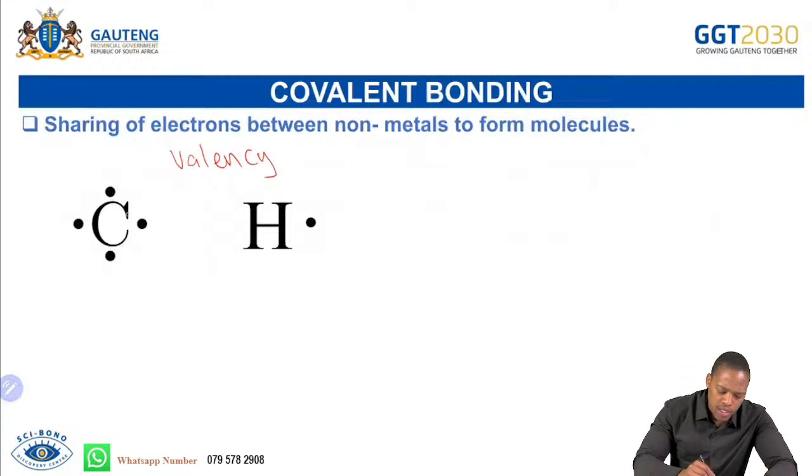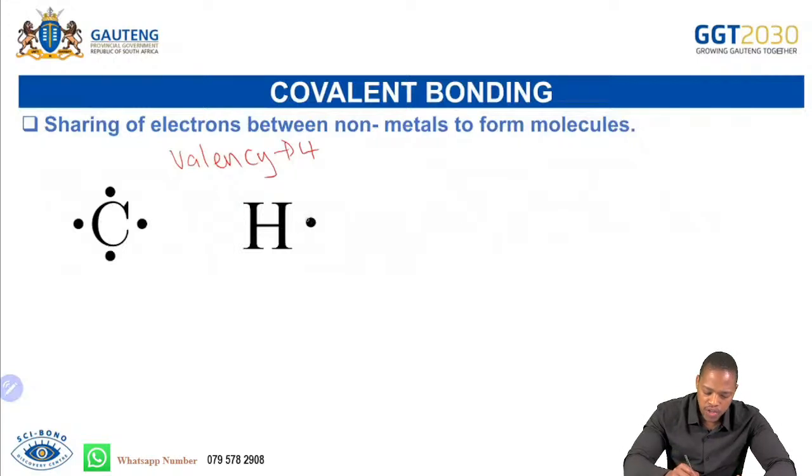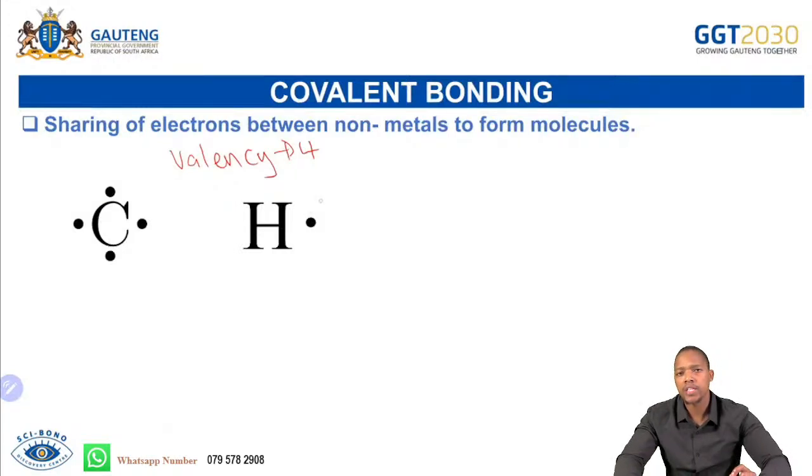We're going to say, since carbon is in group 4, it has a valency of what? It has a valency of 4, meaning it has 4 electrons in its outermost shell, right? Okay. Then we go back to hydrogen. In which group is hydrogen? Hydrogen is in group 1. So what does that mean? Hydrogen has a valency of 1. That means hydrogen has only 1 electron in its outermost shell.